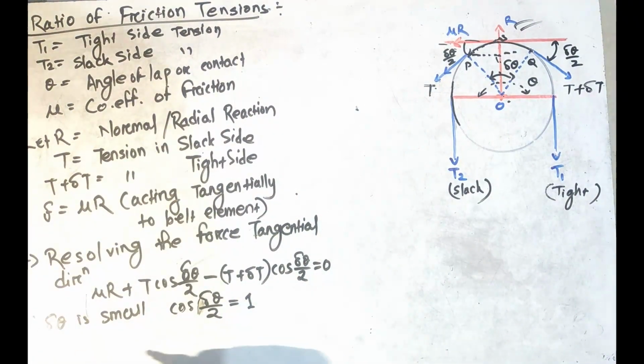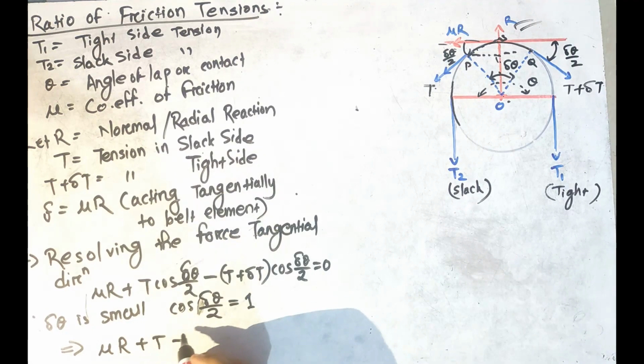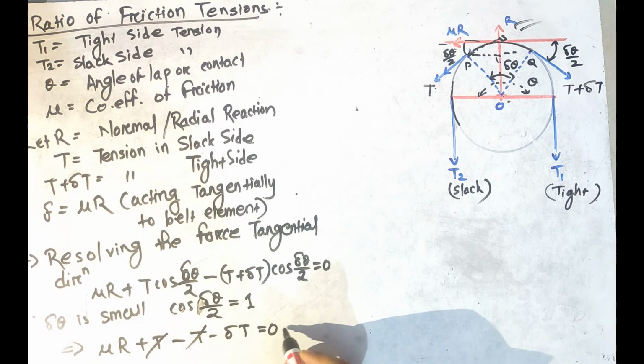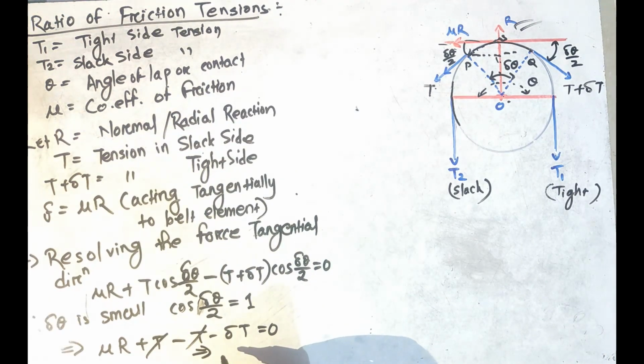Okay, so the equation will become mu R plus T minus T plus del T will be equal to 0. So this T will cancel out. So del T will be equal to mu R. Del T will be equal to mu R.